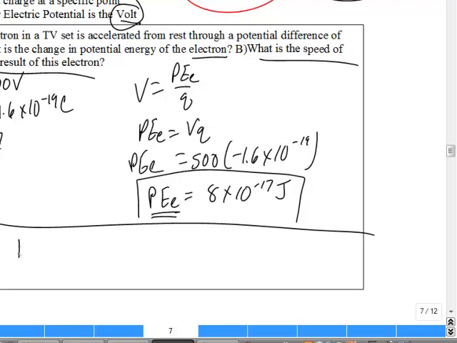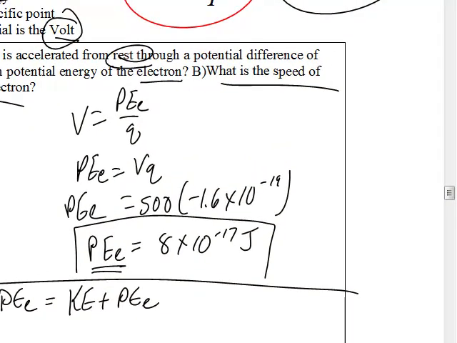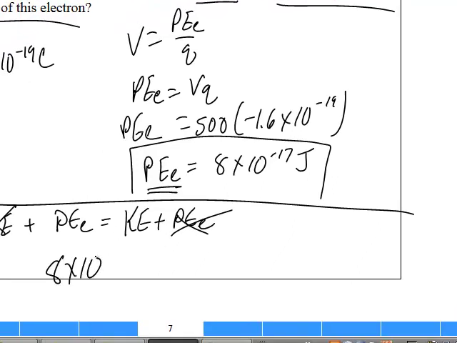And so what we will have is our kinetic energy plus our potential energy is going to equal our kinetic energy plus our potential energy. You can see that it starts from rest, so my initial kinetic energy is 0. And after the electron hits the TV, it's going to have no potential energy. So we'll end up with 8 times 10 to the minus 17 equals 1/2 mv squared.